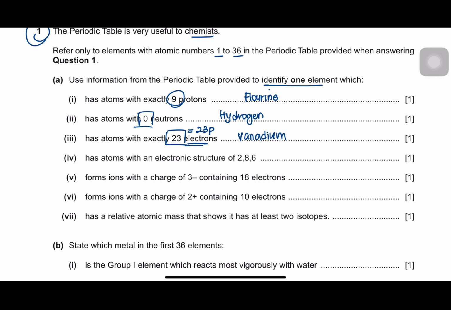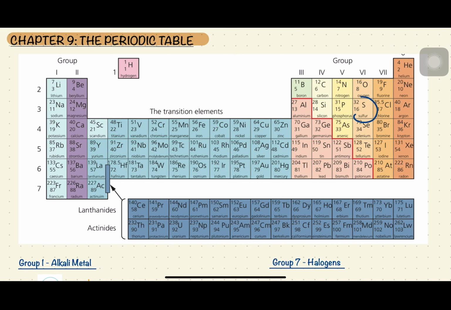Question 4 has atoms with electronic structure of 2.8.6. If you total this up, you would get 16 electrons. An atom with 16 protons would be sulfur.